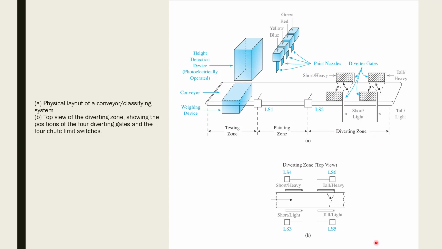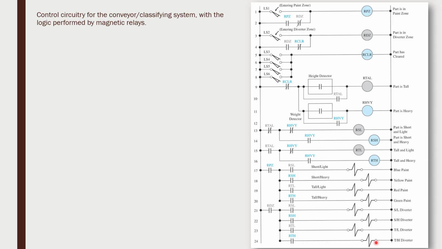That's the process. Now, what is the logic that makes that happen? It's this. In this particular case, we're using relay logic, and this circuitry does all the necessary steps to make that process happen, to control that process. So let's take a look at some of those aspects.